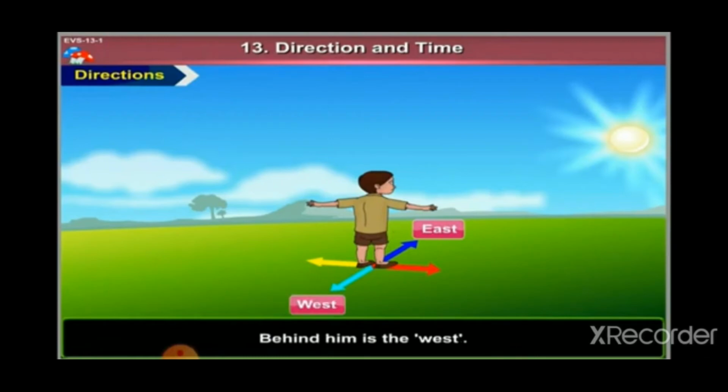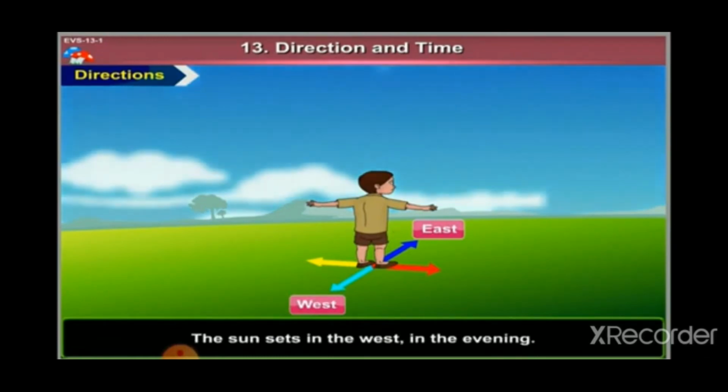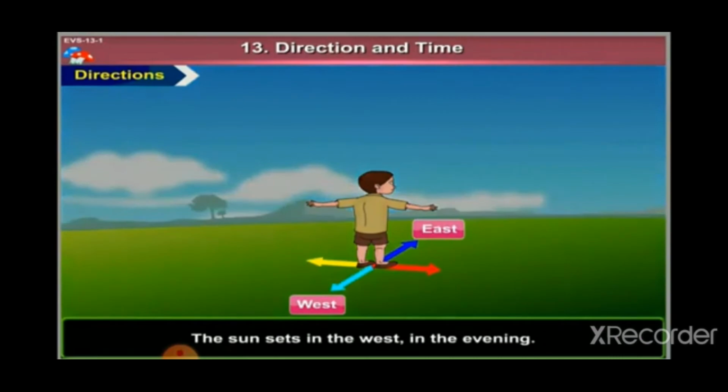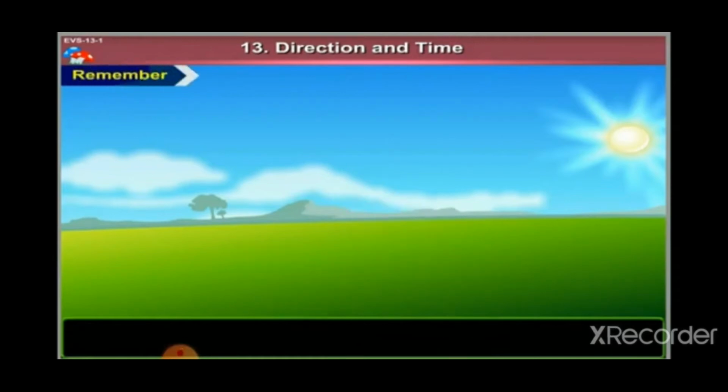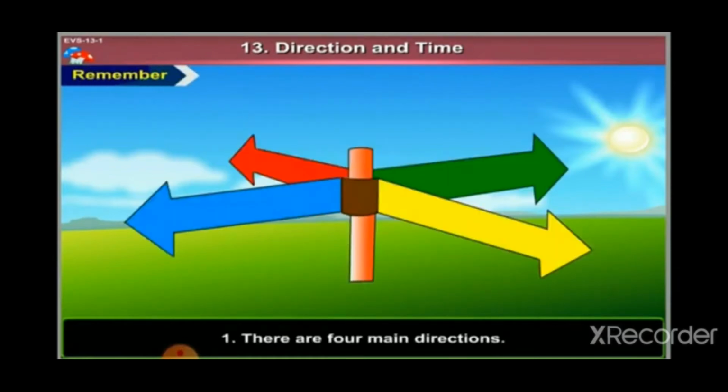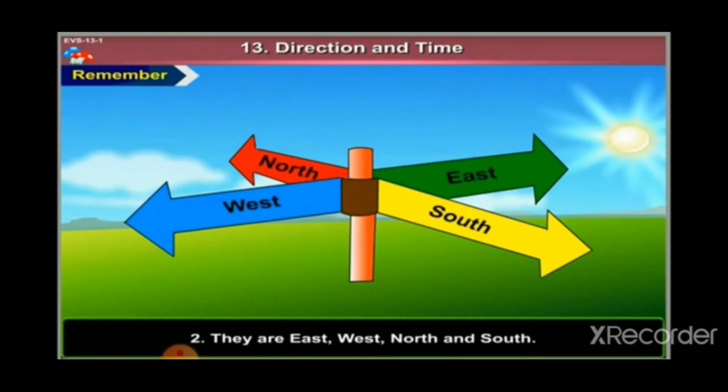Behind him is the west. The sun sets in the west in the evening. The boy's left hand points to the north and his right hand points to the south. Remember, there are 4 main directions. They are, you can see, east, behind it west, then north and south.